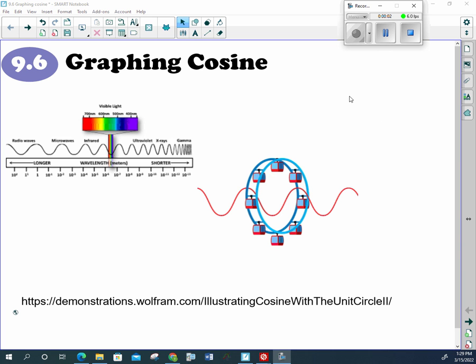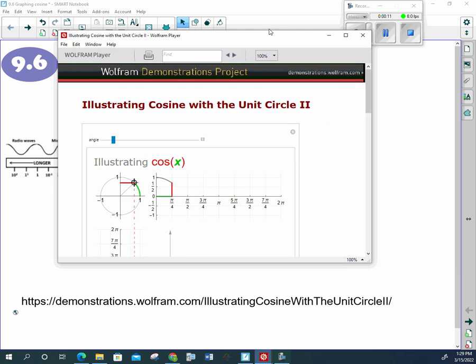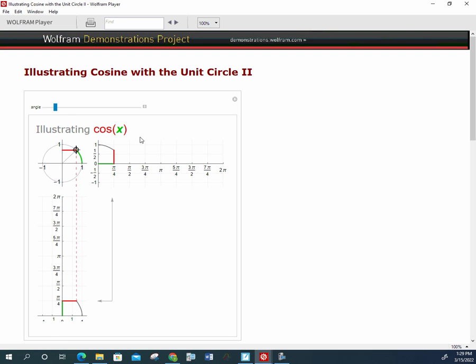Okay, today we are going to be graphing the cosine curve. So just like we graphed the sine curve from our unit circle, we will do the same thing with our cosine curve. So let me go ahead and show you what we're going to be doing today.